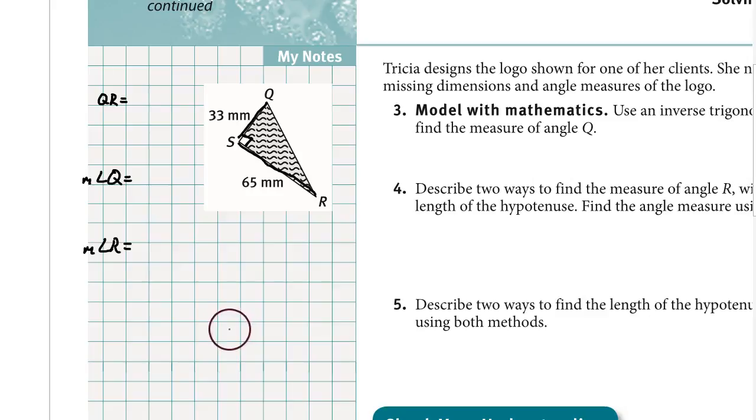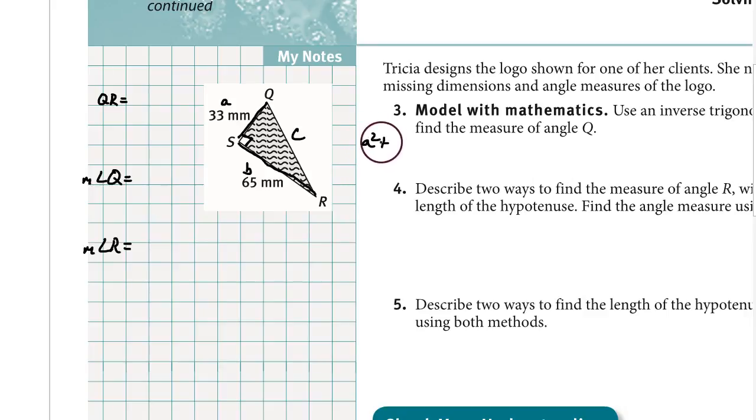We can find these answers using a combination of trigonometry, the Pythagorean theorem, and our special right triangles. To figure out QR, which is the hypotenuse of the triangle, we can use the Pythagorean theorem because we know the other 2 sides. The shortest leg is A, the next leg is B, the hypotenuse is C when you use the Pythagorean theorem. Let's do that work just over here on the right.